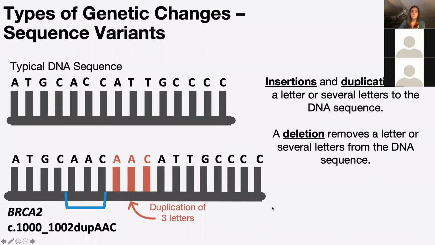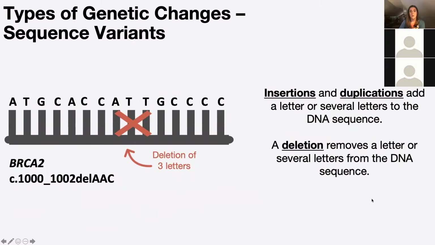You might also see sequence variants that result in a small number of extra or missing letters within the gene. These are sometimes insertions or duplications that add a letter or several letters to the DNA sequence, like this example here, where the AAC at position 1000 to 1002 is copied. So there's an extra set of those three letters. You also might see deletions on your report, that deletions remove a single letter or several letters from the DNA sequence.